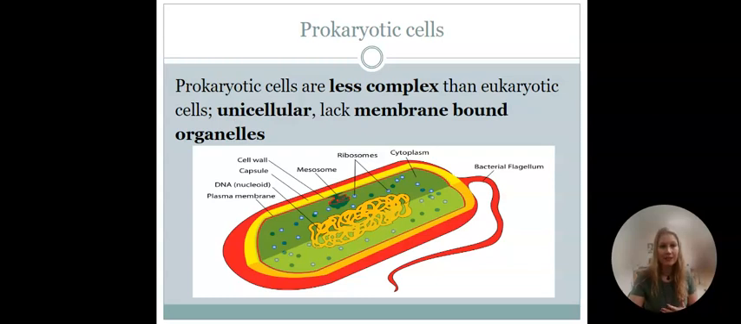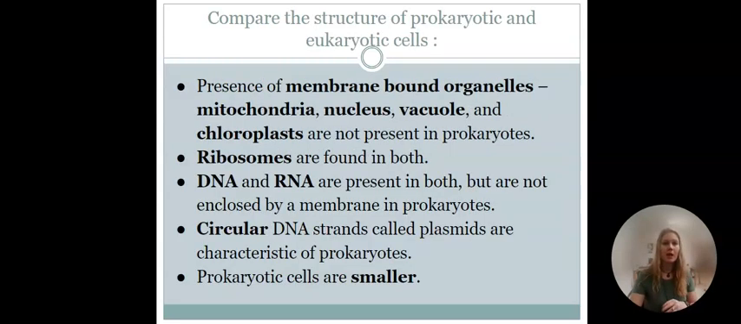Okay? Bacteria are a really good example of prokaryotic cells. They are very simple, very low-key. So comparing prokaryotic and eukaryotic cells, the presence of those membrane-bound organelles is going to be eukaryotic cells. They are just not present in prokaryotes.